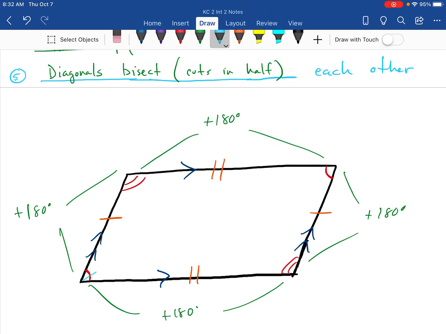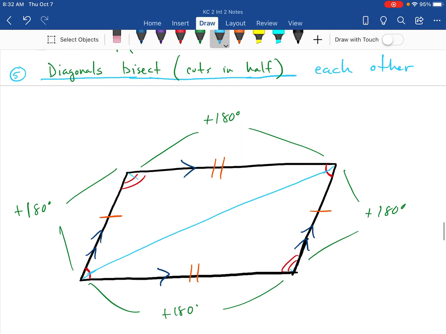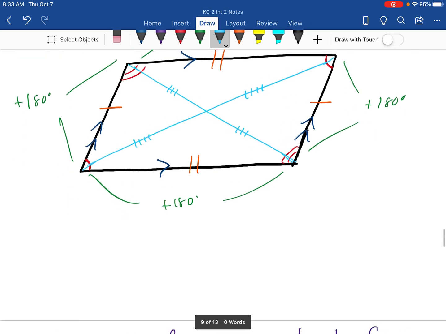So if I draw my diagonals here, okay, there's one. Here's another one. These diagonals bisect each other, which means that this is now congruent to this because it was cut in half by the other diagonal line. And this is congruent to this part because the other diagonal cut that in half as well. Okay, so those are the 5 properties of parallelograms. So I'm going to give you a couple examples.